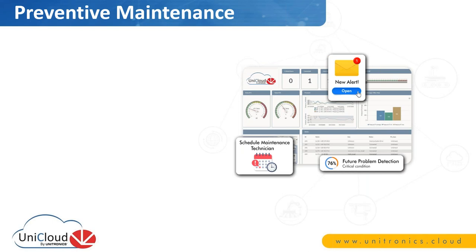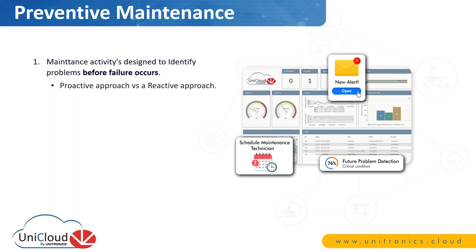Let's move to preventive maintenance. But first, let's understand what preventive maintenance is. Preventive maintenance is defined as maintenance activity designed to identify problems before failure occurs. So it's a proactive approach versus a reactive approach to issues that are reported. Today, probably most of us are used to being reactive to someone calling us and saying, hey, I have this and that situation, but what if you can prevent getting into this kind of SOS or breaking point? This is basically the whole idea behind it.